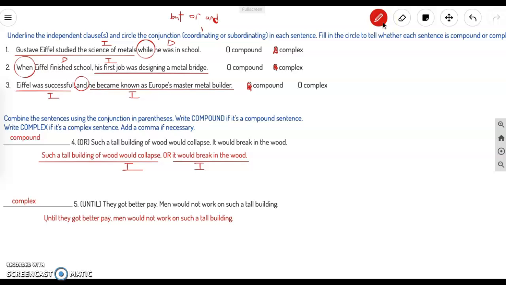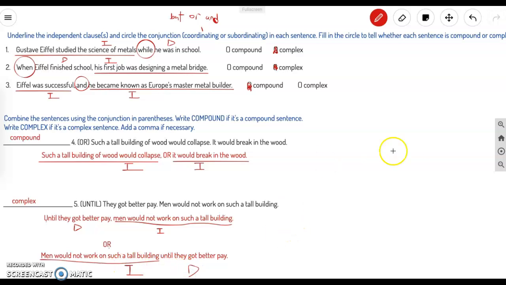Here, the independent clause is men would not work on such a tall building. And here is the dependent. Therefore, it's complex. Or a second way you can write this sentence is men would not work on such a tall building. Do we need a comma? No, we don't, because we're putting the independent first. Until they got better pay. Both of these are complex sentences, okay? It's just the order is different. So here we have the independent moved here, the dependent moved to the end. So there's no comma. Cool.